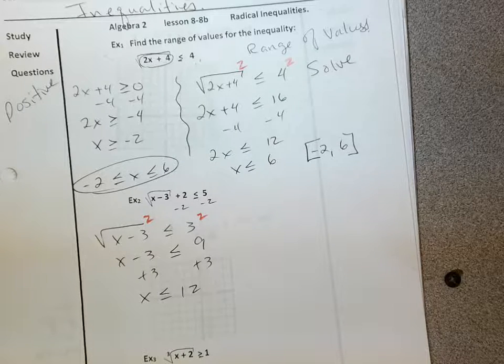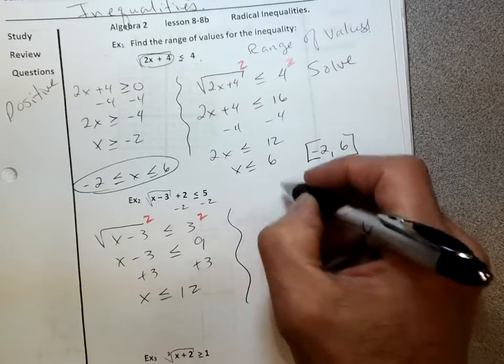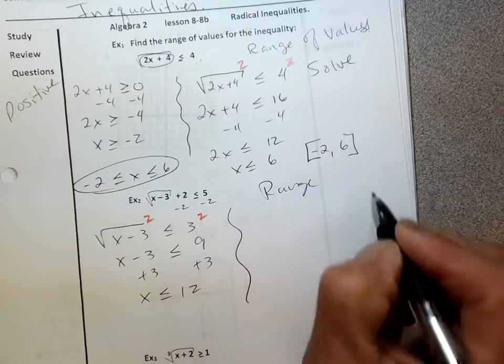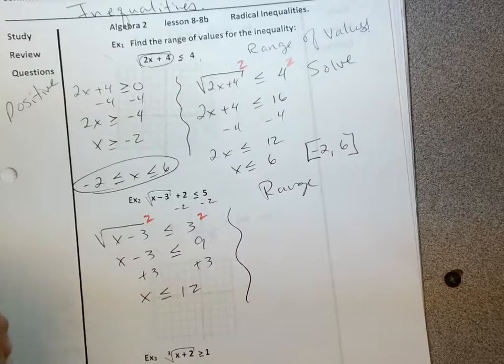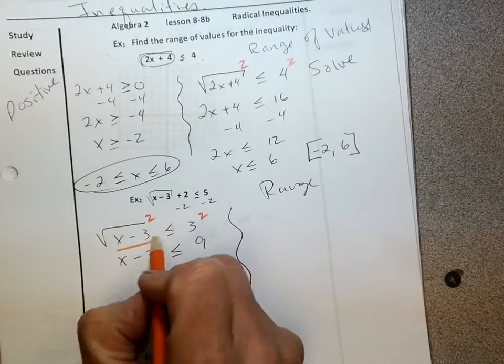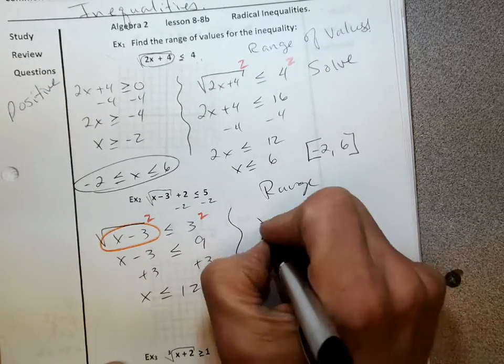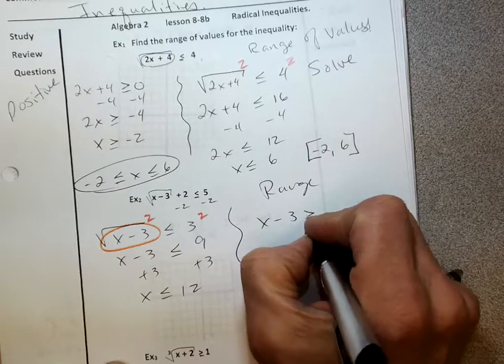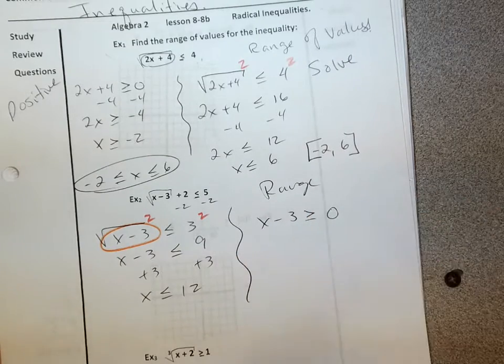Not going to work, huh? Bad news. So we're going to make sure this expression always stays positive. There's two parts to this. The second part, because we've got a range of values, we're going to take the value inside, take x minus 3, and make sure that it stays positive. We need that to be positive.